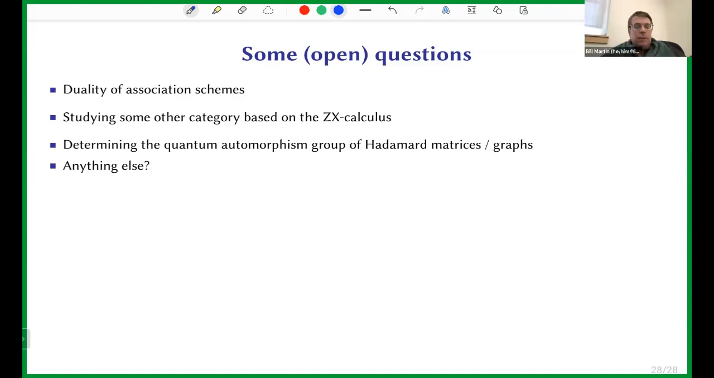I think I have a question. In the abstract, you say that, well, first you've shown us that all finite quantum spaces are isomorphic. Now I think you said in the abstract that all finite quantum spaces correspond to Hadamard matrices. Can you elaborate on this?